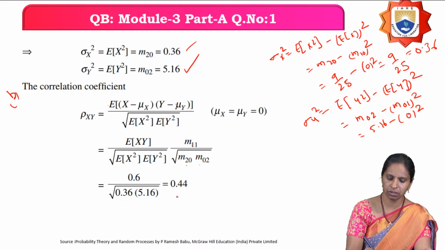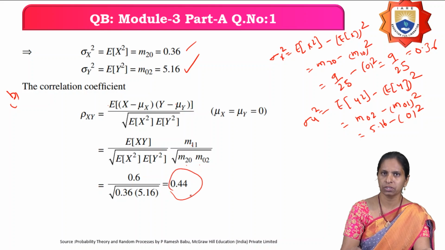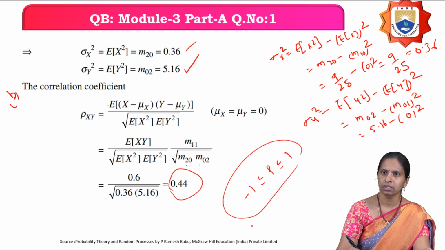Now substitute the values, then you are going to get the correlation coefficient value equal to 0.44. And moreover, the correlation coefficient value will be from -1 to 1. The minimum value is -1, the maximum value is 1.